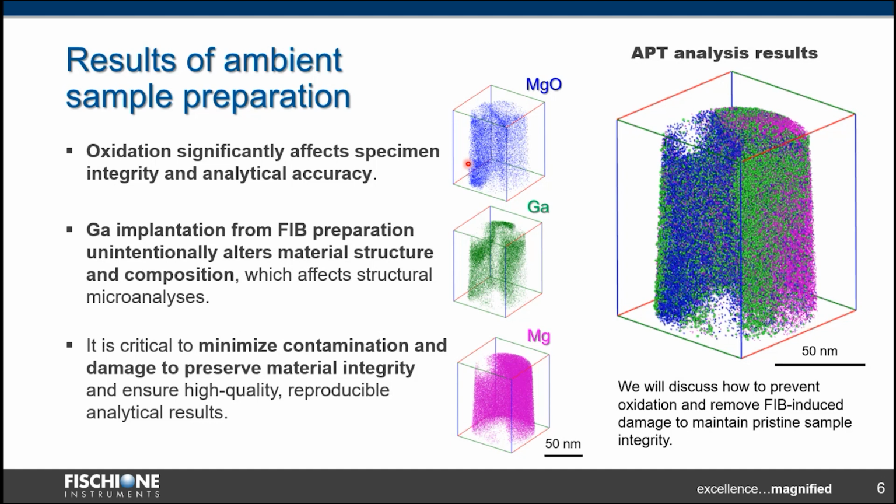In addition, the use of Ga FIB for sample preparation induces structural damage from gallium ion interaction with the material, as you can see here. The microstructural details can be easily hidden by oxidation and gallium ion implantation, like you can see here on magnesium prepared under ambient conditions. In this webinar, we will discuss how to prevent oxidation and remove FIB-induced damage during sample preparation, allowing accurate microstructure investigation.